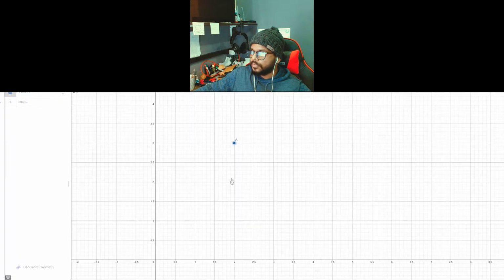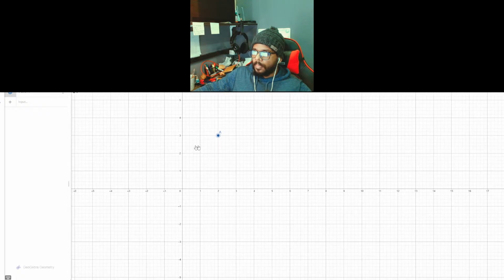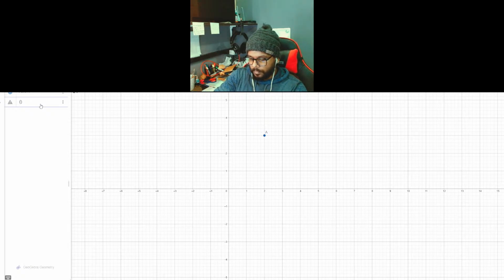This is the point 2, 3. If I want to plot the point -1, 4, it will be when x is -1 and when y is 4. So if I plot the point -1, 4, I'll get the point when x is -1 and y is 4.